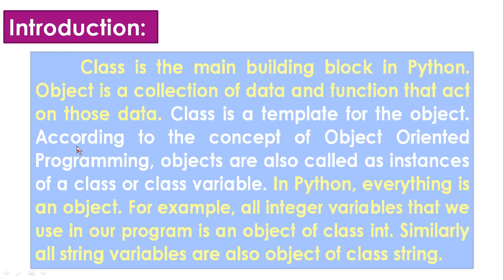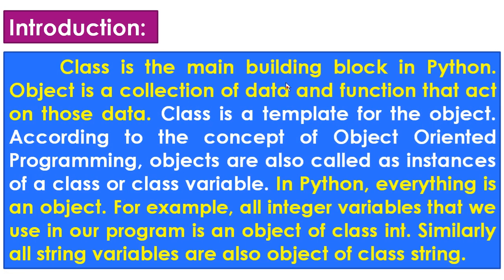Introduction to classes and objects. Class is the main building block in Python. Object is a collection of data and functions that act on those data. Class is a template for the object. According to the concept of object-oriented programming, objects are also called instances of the class or class variables.